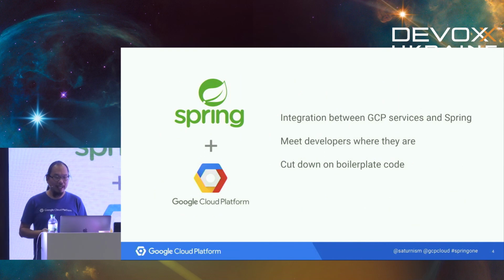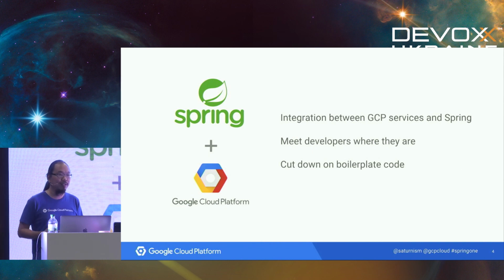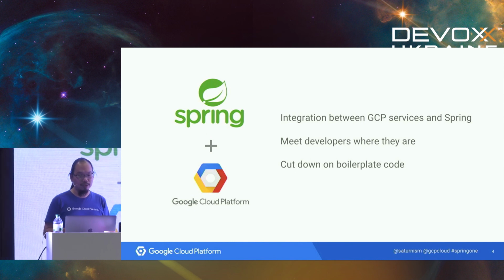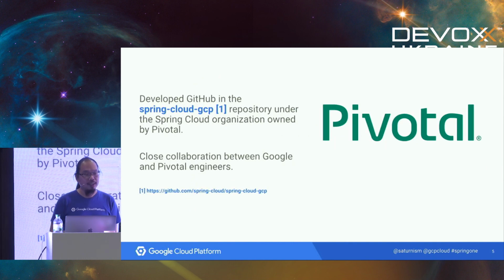And so one of the goals I had for myself, more than a year ago, was to see that we have some of the best integrations between Google Cloud and Spring applications, so that we can meet developers where they are, and that we can cut down on a lot of the boilerplate. So the way that this project was structured is that we're working hand in hand with Pivotal, our partner, with their engineers and our engineers together to define and create the Spring Cloud GCP project.